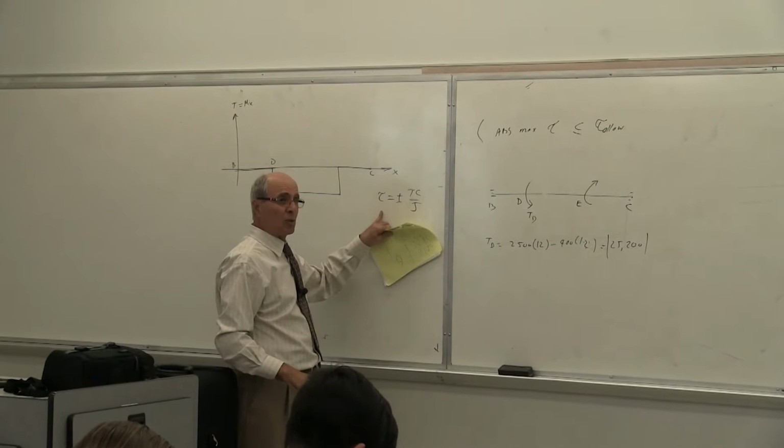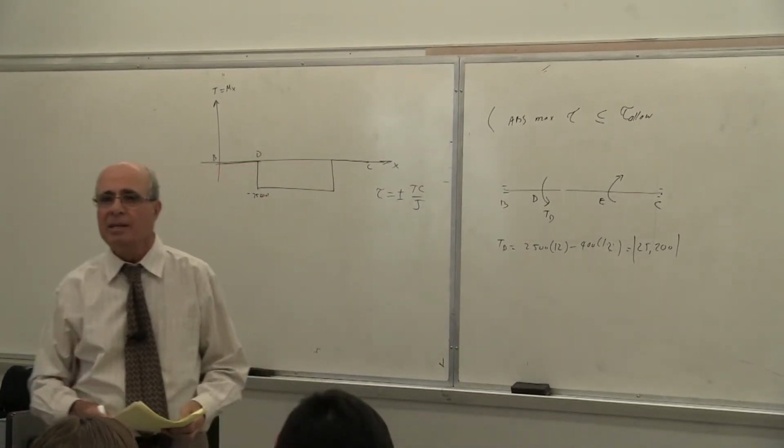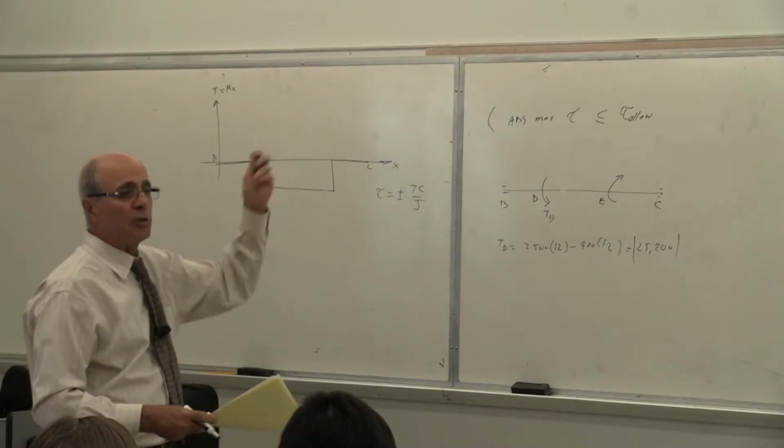Now, in order to calculate the tau, I need the dimension. Remember, I said you have to decide on the dimension. Let's say I take 1 inch for this shaft.